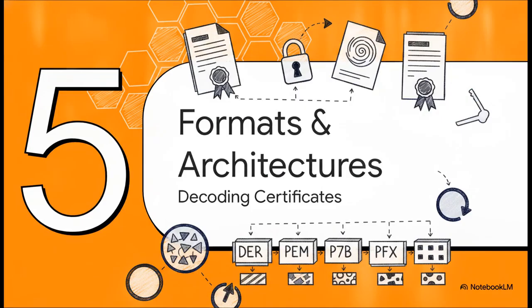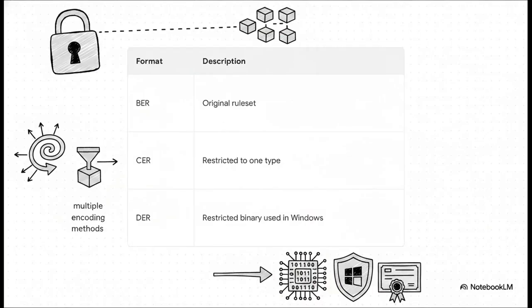Section 5. Certificate Formats and Architectures. Now, let's talk about how these certificates are actually encoded under the ITU-T X.690 standard. BER is the original rule set, and it allows for multiple encoding methods. CER tightens that up, restricting it to just one encoding type. But pay close attention to DER, the Distinguished Encoding Rules. DER is a highly restricted, strictly binary variant. It's widely used for X.509 certificates and is exclusively the format used for certificate enrollment in Windows servers.